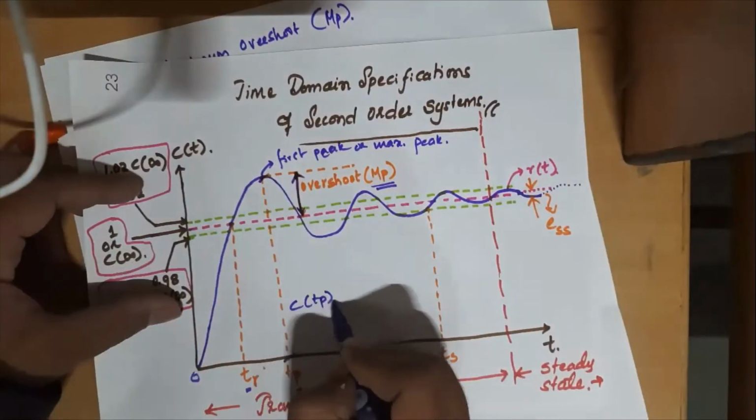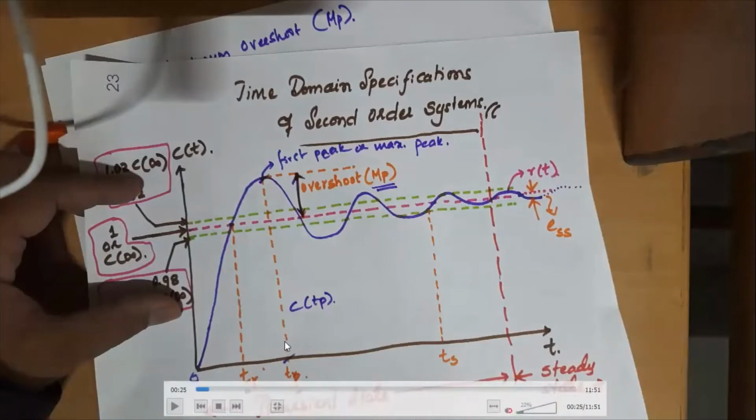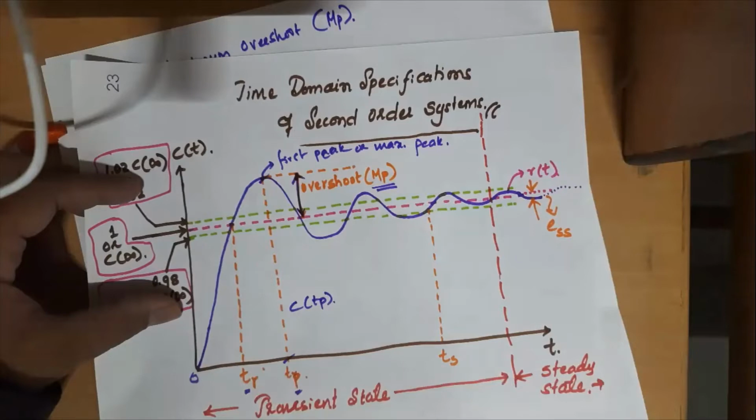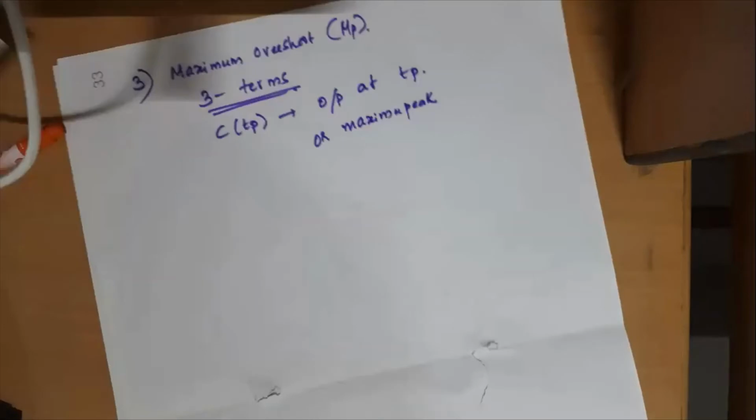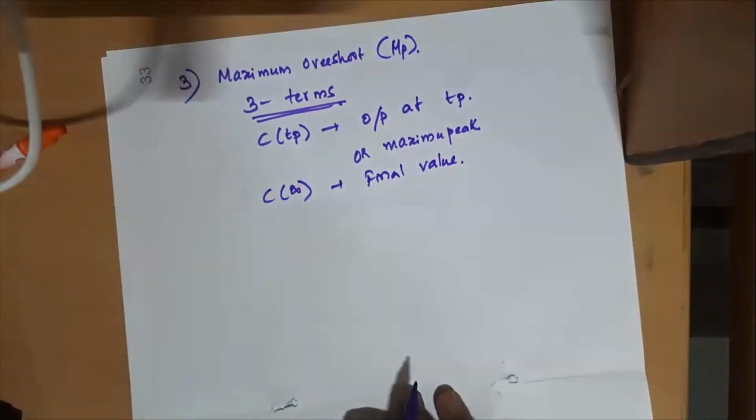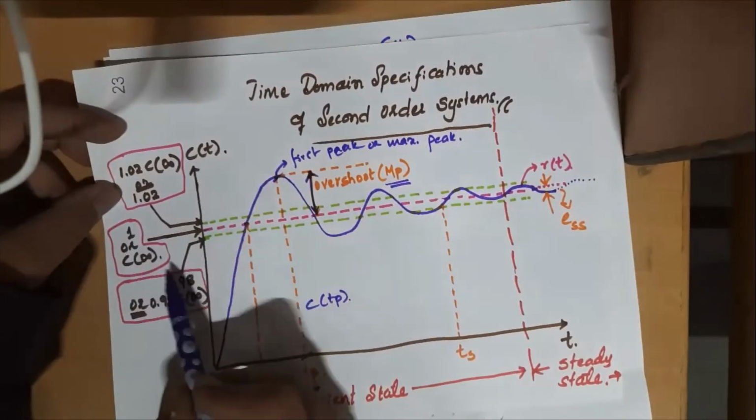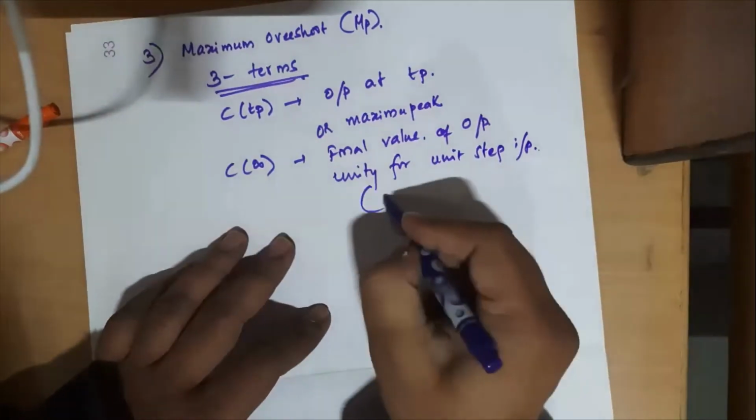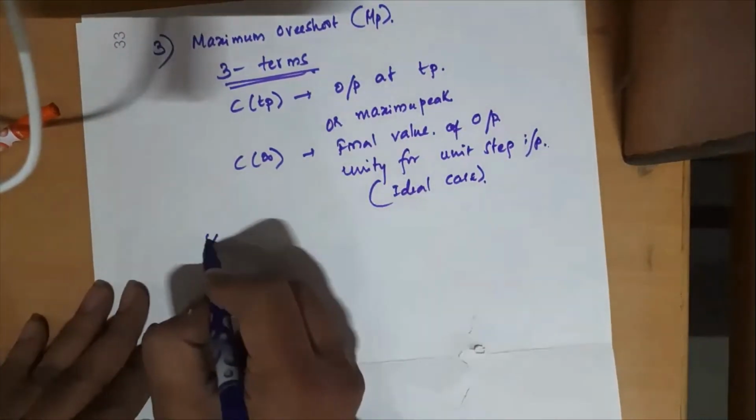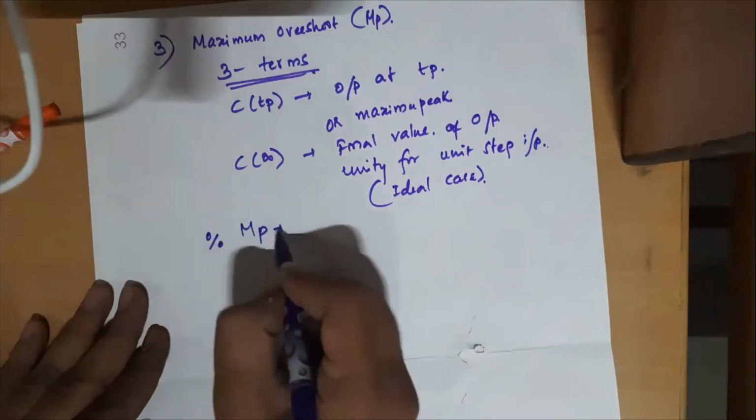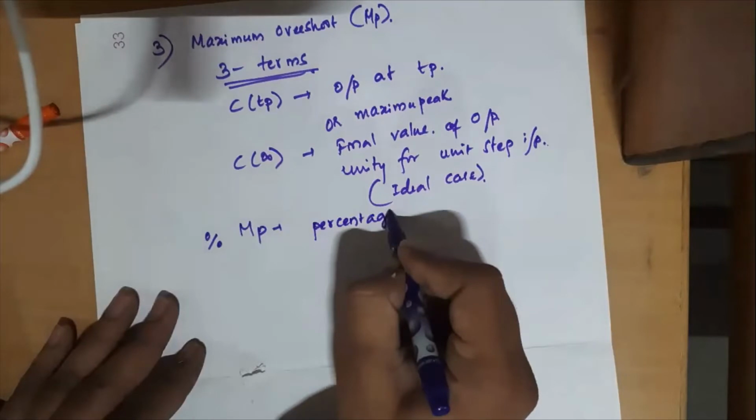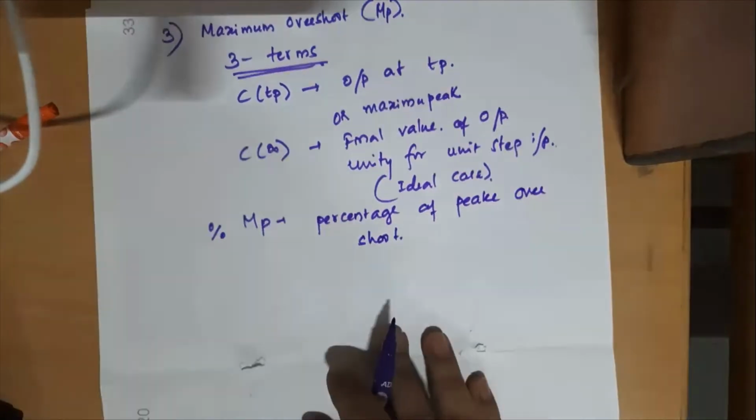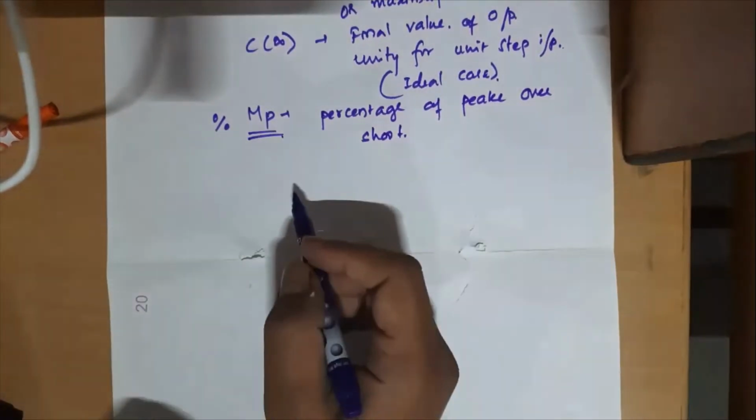So we have the x-axis with time and the y-axis with magnitude. C of Tp means obviously the maximum peak. What is the second term? C of infinity. It is the final value. This pink colored mark, which I have written as 1 or C of infinity, is called the final value of the output, or it is unity for the step input. The ideal case. In most practical cases, C of infinity may change, but since we are doing the unity step input, C of infinity means the final value. The third one: though we write maximum overshoot as Mp, it is represented as percentage Mp, or percentage of peak overshoot. So recall these three terminologies while doing the derivation.